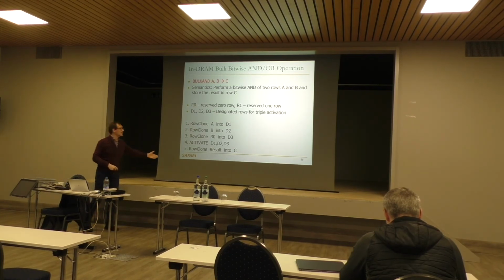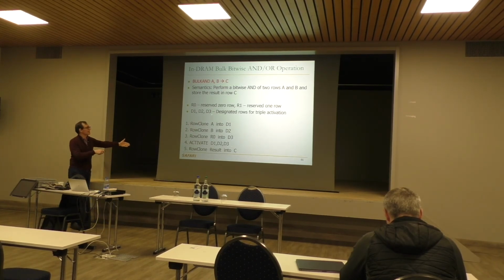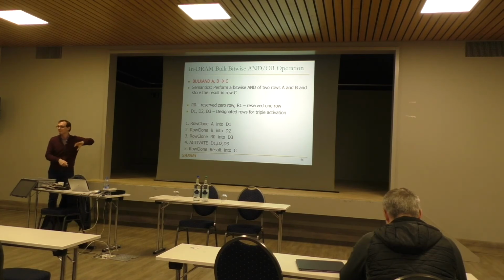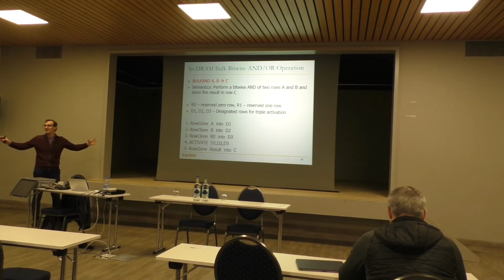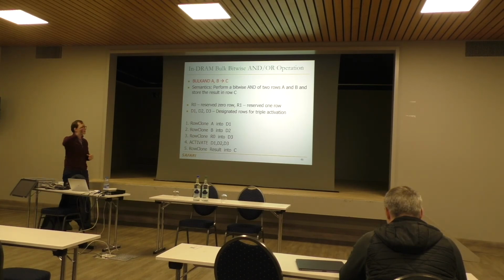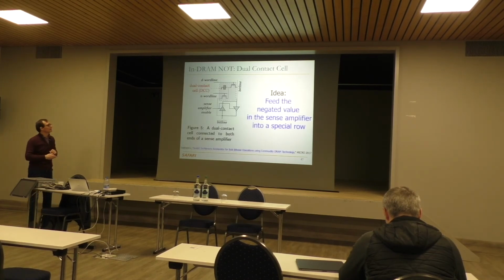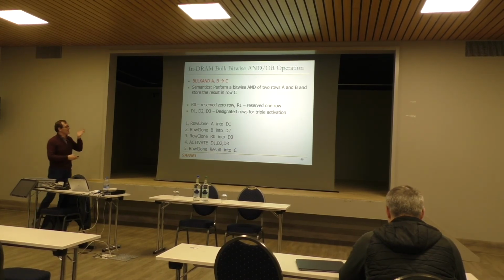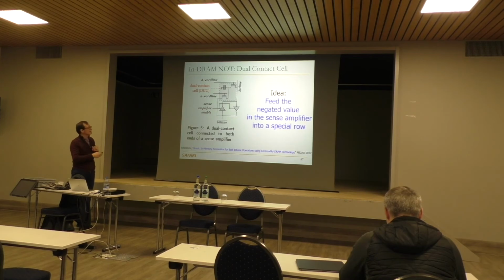So clearly this doesn't come just like activate, triple row activate. You actually need to do the copies internally. But it turns out doing all of this is much faster if you're dealing with a lot of data in parallel compared to moving all of those bits into the CPU and other places. Okay, so as I said, this is AND and OR. In order to have NOT, you need a little bit more cost.